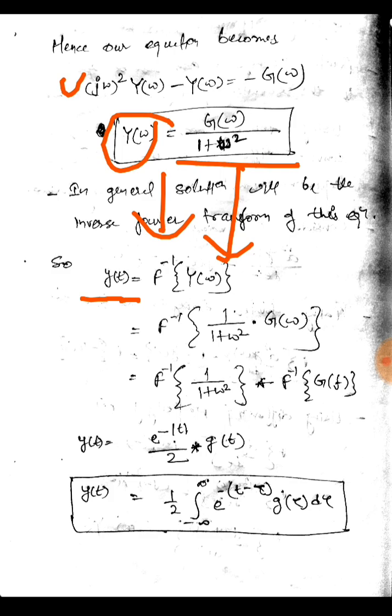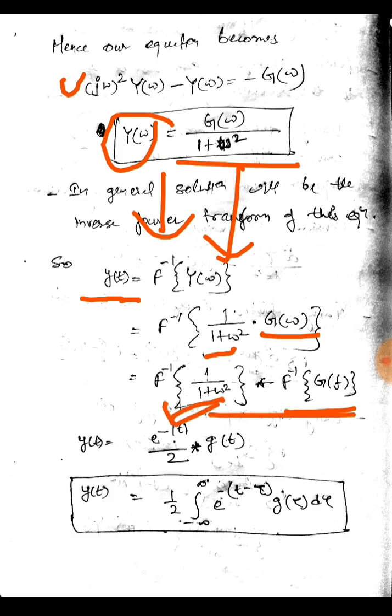It can be seen as the product of two terms, that is 1 upon 1 plus omega square into G(omega). Using the multiplication property, if there is a multiplication in the frequency domain, then it will be a convolution in the time domain. So it would be nothing but the inverse Fourier transform of 1 upon 1 plus omega square convolved with g(t).